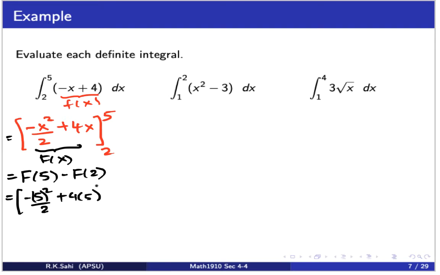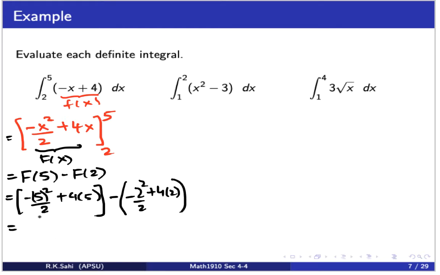Now, what I normally do when there is more than one term is put square brackets or curly brackets, or whatever makes you comfortable. Then write f of 2. Again, I can write it like that also. So it's minus 2 squared over 2 plus 4 times 2.